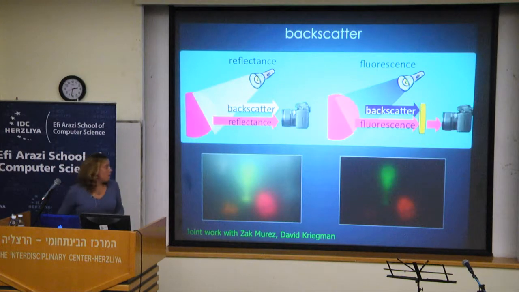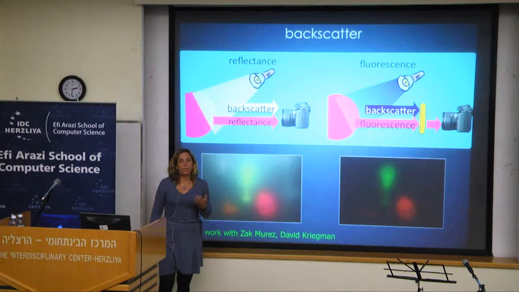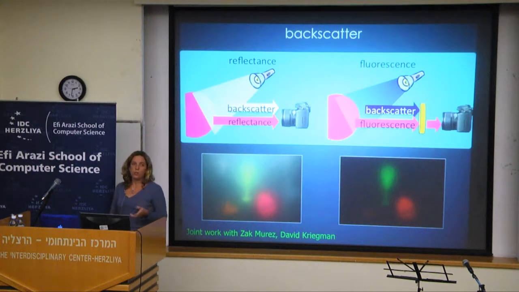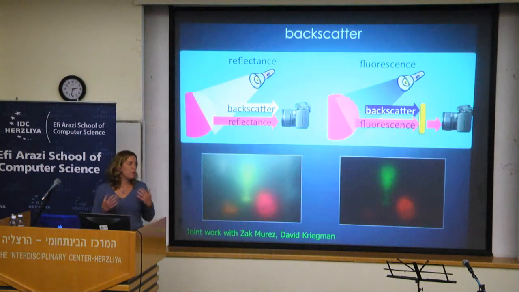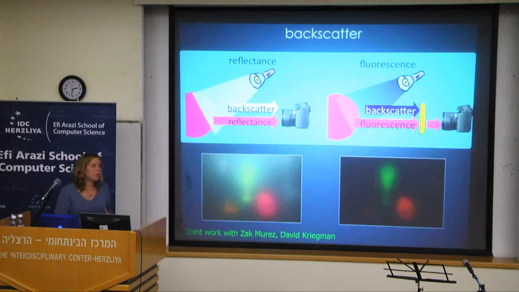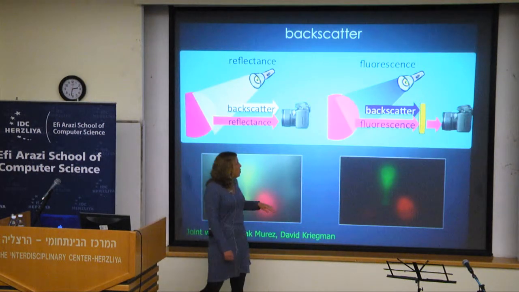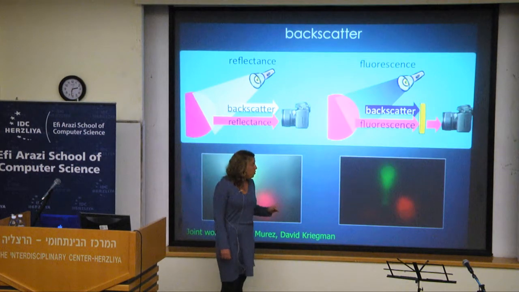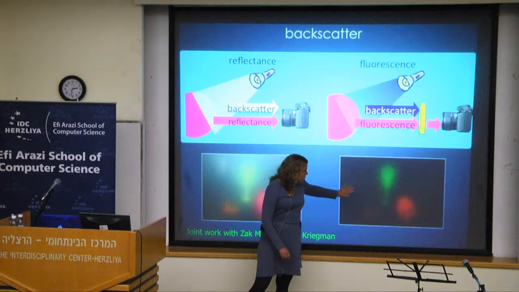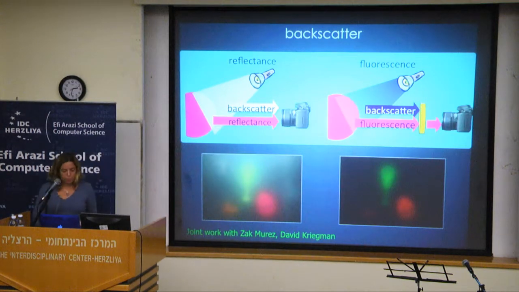And another effect is backscatter. Backscatter is light that is scattered by the medium towards the camera before reaching the object. As you can see it a bit here. It veils the object. In this work, we assume we work with fluorescent objects, and then because they fluoresce, the backscatter is removed, as you can see here. So I'll show you results.